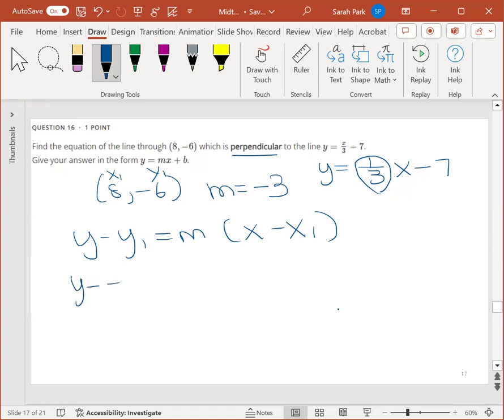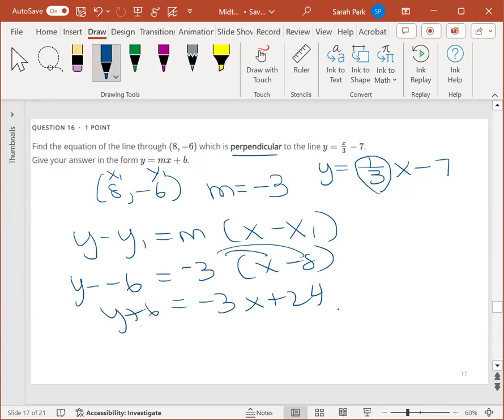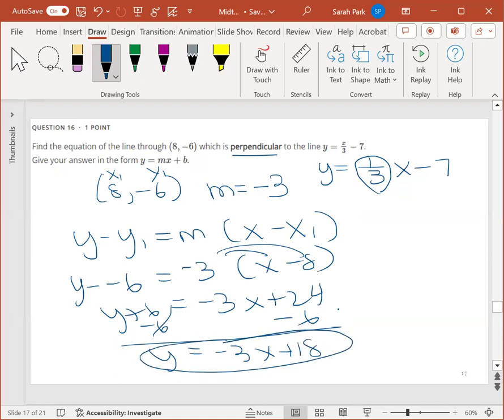So we have y minus -6 equals -3 times (x minus 8). Distribute the negative 3, we get -3x plus 24. Then we have y plus 6, subtract the 6 away on both sides. We get y is equal to -3x, and 24 minus 6 is positive 18. So there's our slope-intercept form, or y equals mx plus b form: y equals -3x plus 18.